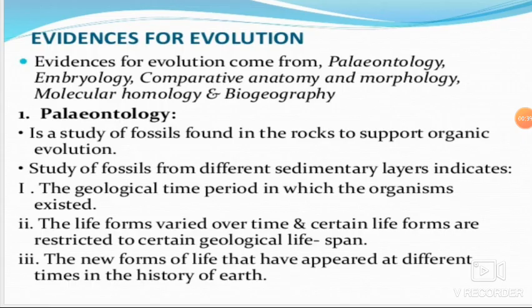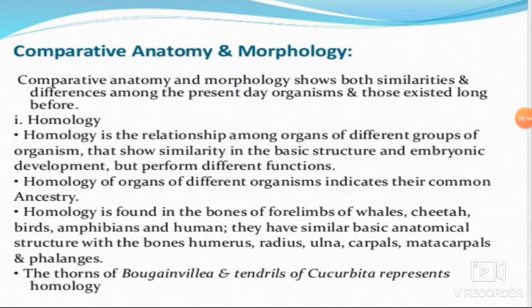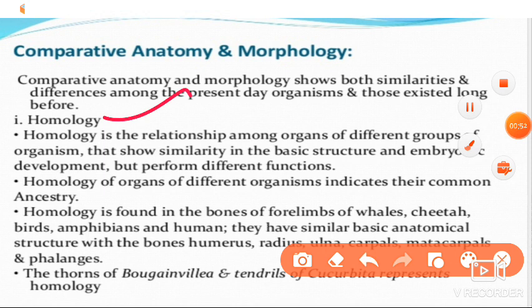This is the paleontological evidence, and these are the fossil evidences. In comparative anatomy and morphology, you studied homology and analogy. Homology I already told you, this is a very important one. Please remember the definition and example. And in analogous organs also, definition and example, along with divergent evolution and convergent evolution. What is divergent evolution and what is convergent evolution? Those definitions are also very important.